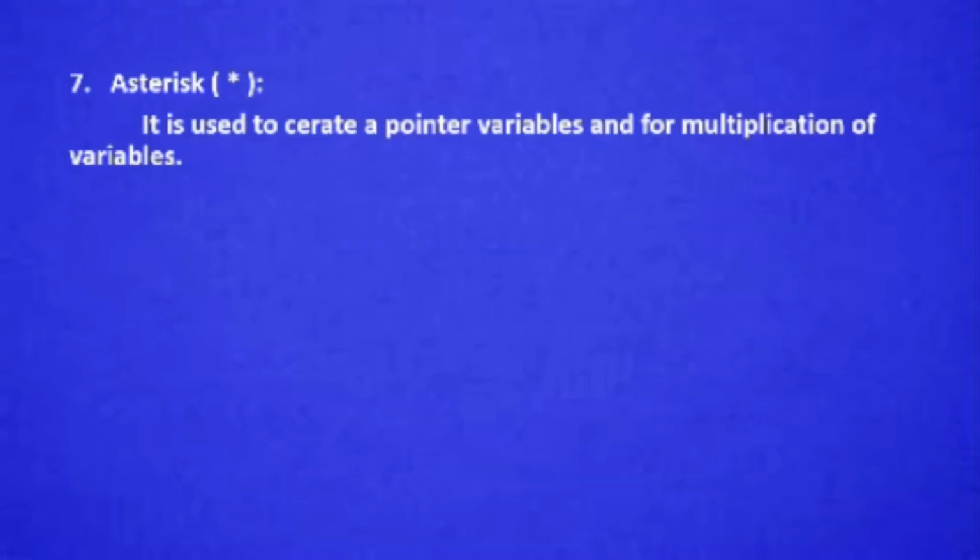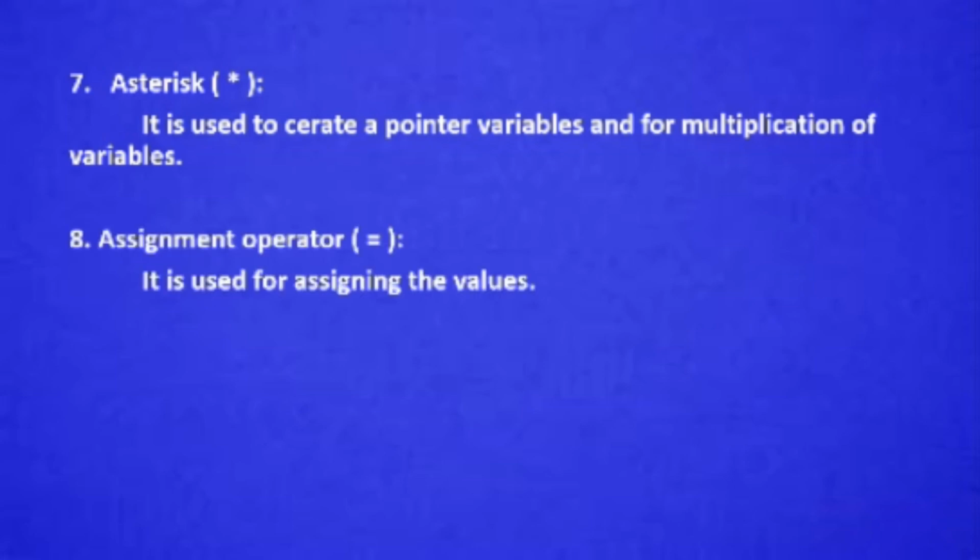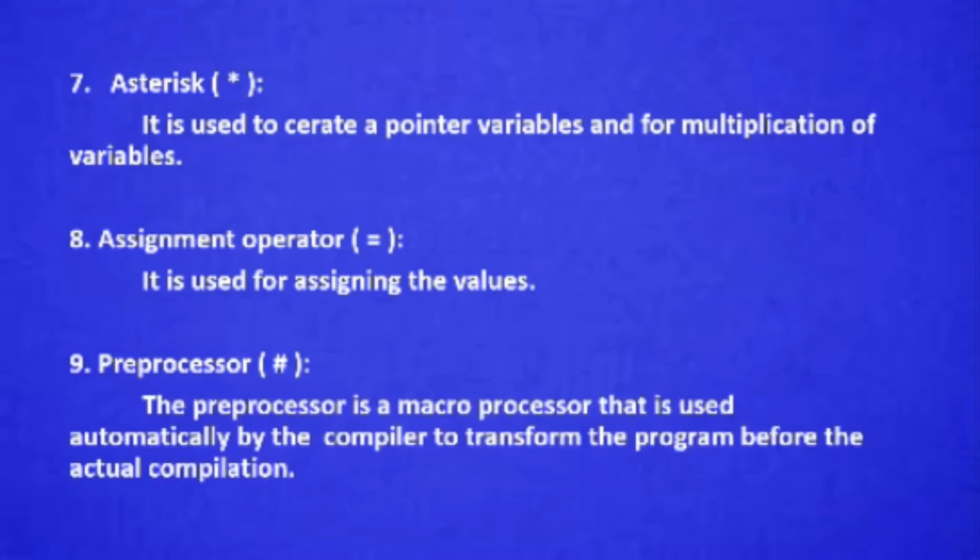Asterisk: it is used to create pointer variables and for multiplication of variables. Assignment operator: it is used to assign values. And preprocessor: it's a macro processor that is used automatically by the compiler to transform the program before the actual compilation.